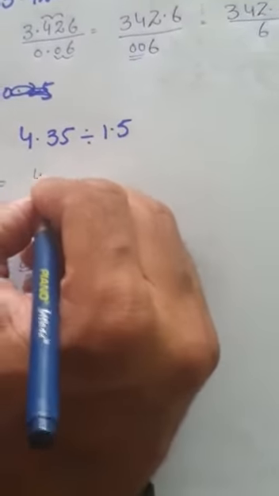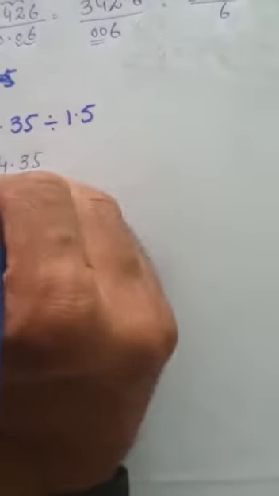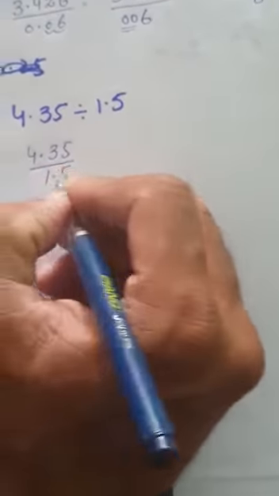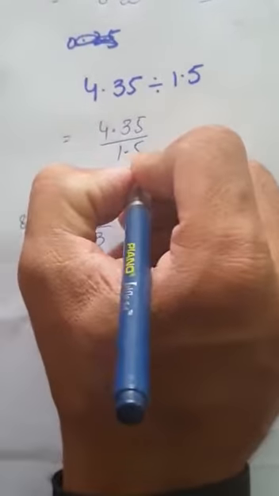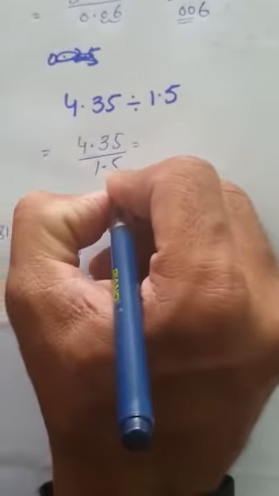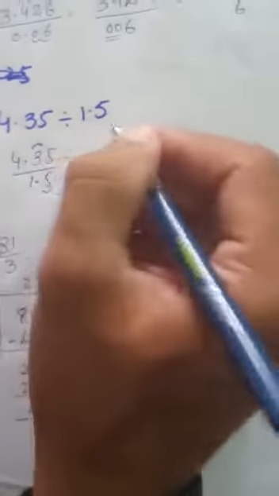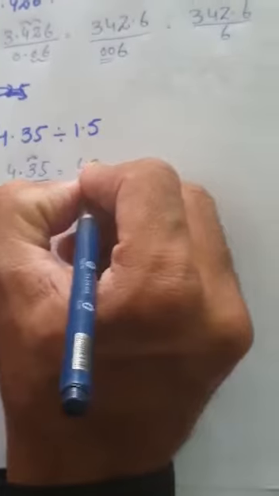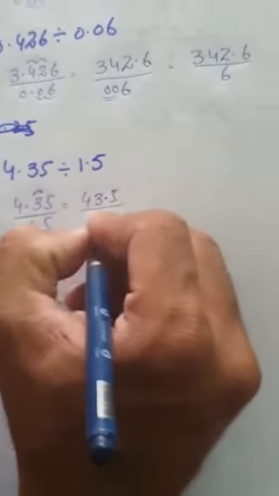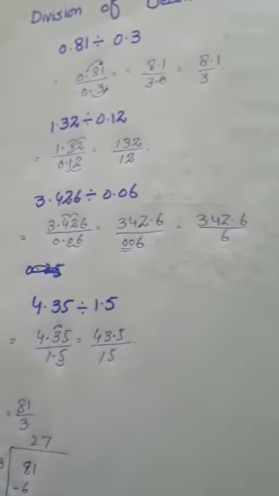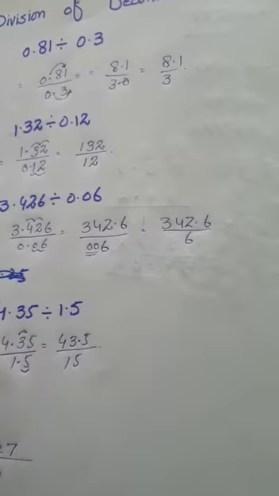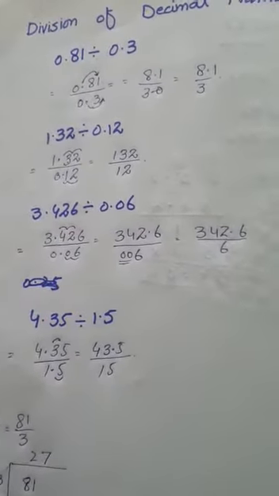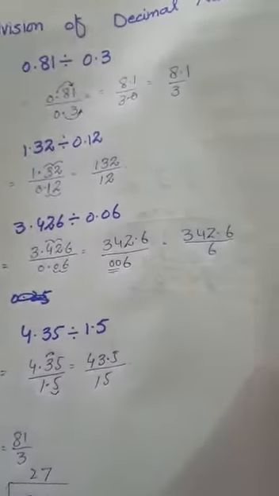Okay, in the fourth example, we are given 4.35 divided by 1.5. As you can see, we need to move one digit, so we will do the same thing with the denominator and the numerator as well. It will become 43.5 divided by 15. There are actually 4 parts of this question. I will attempt 2 and the remaining 2 will be attempted by you. Let's move toward the questions.